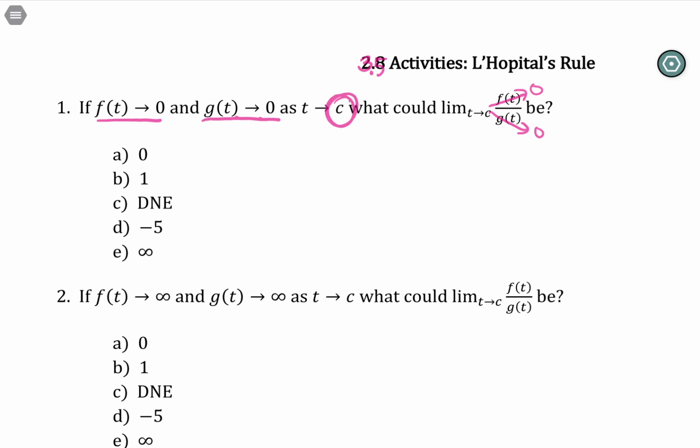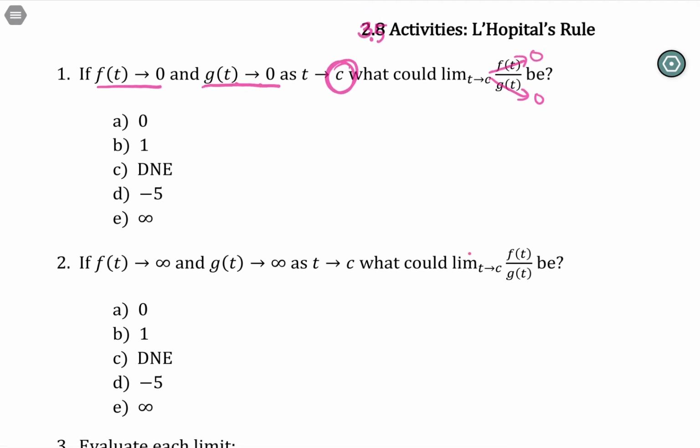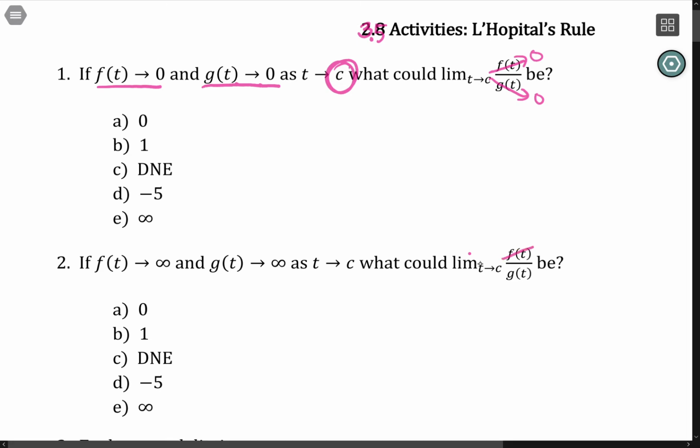Okay, so the second question is, what if we're doing the same thing, but instead of the top and bottom going to 0, they're going to infinity? So the first one was of the form 0 over 0. The second one is of the form infinity over infinity.